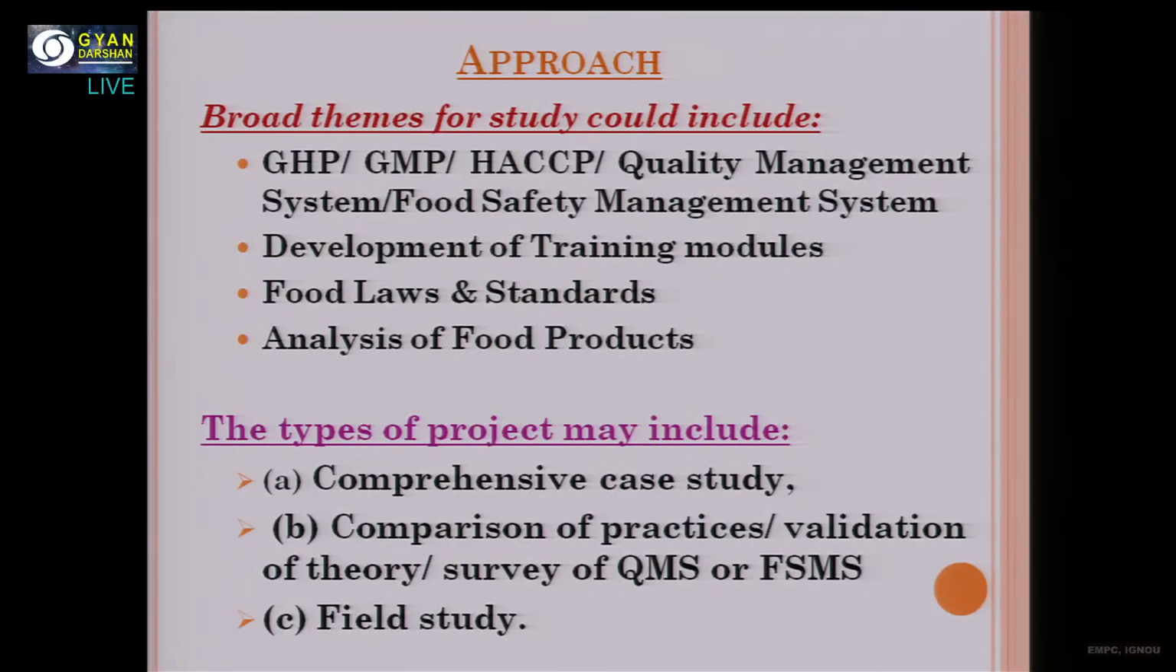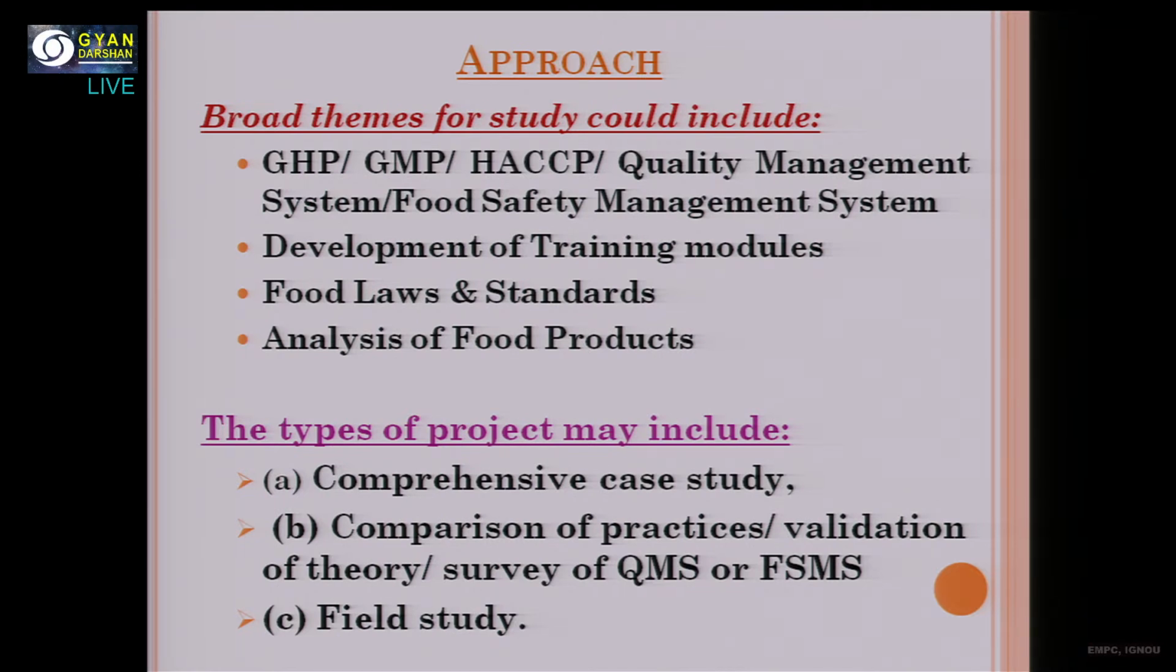Then let's have a quick look at the broad themes which your project work can have. You can do any project study in the area of good hygienic practices, good manufacturing practices, HACCP, quality management system, food safety management system, development of training modules. So you can develop training modules for different stakeholders like the food handlers, the workers, the supervisor, the quality supervisor, the production supervisor, or the managers.